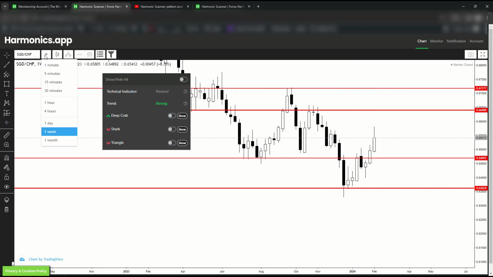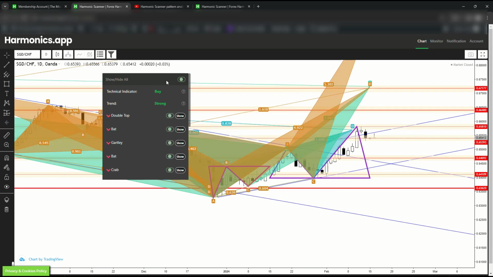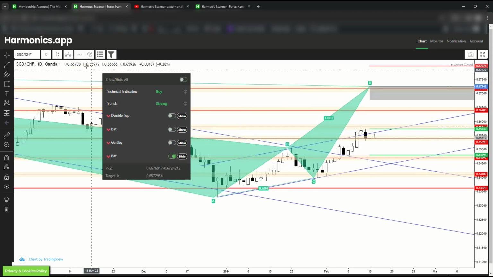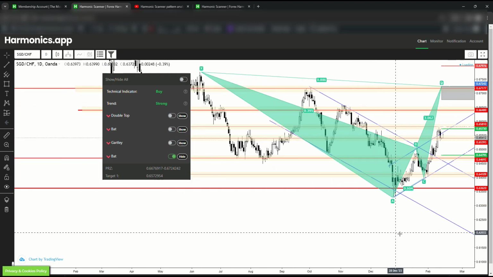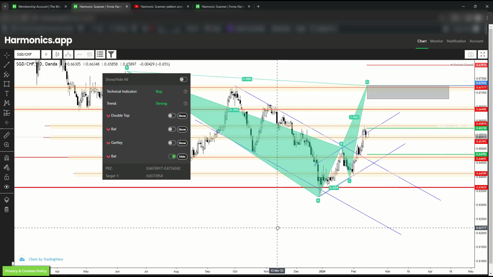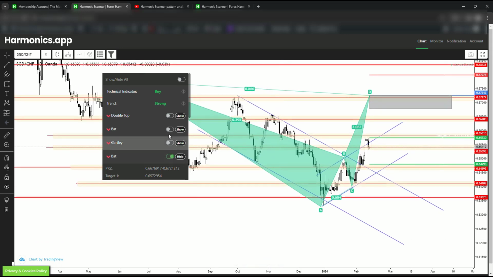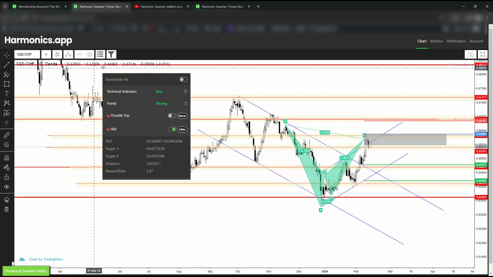Now let's look at how this looks on the daily time frame. Just a minute. With this bat pattern, okay, and let's do it like this. Just a minute. No, it's not this one. This is the one. Okay.